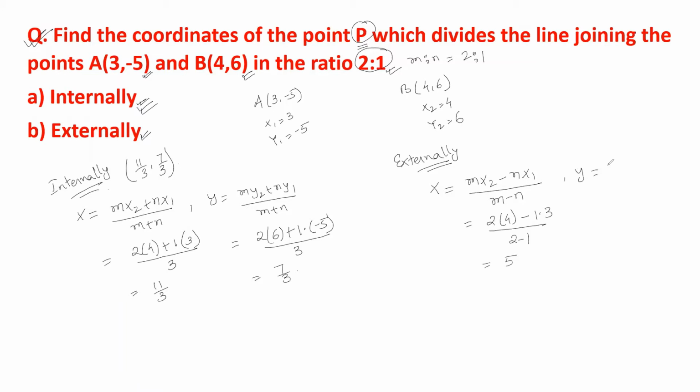And the y coordinate would be simply my2 minus ny1 upon m minus n. So if we use the values, this would be 2 into 6 minus 1 into minus 5 upon 2 minus 1. So if you solve this out, this would be 12 plus 5, that is 17 upon 1, that is 17. So the coordinate of the point P when it divides the points A and B externally would be simply 5, 17. So we can directly use the sectional formulas to find the coordinate of a point P when it divides the line joining 2 points internally and externally.